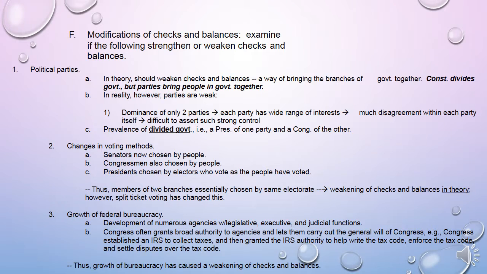However, split ticket voting has changed this, so the idea that I can vote for a president of one party and a congressperson of another, or a senator of another. Okay, so I don't have to vote purely one party or the other.